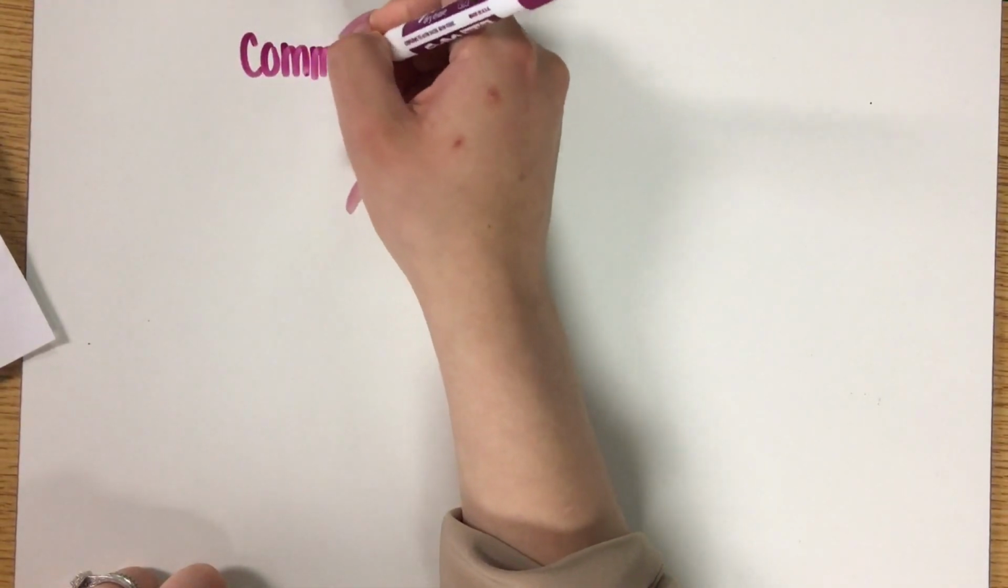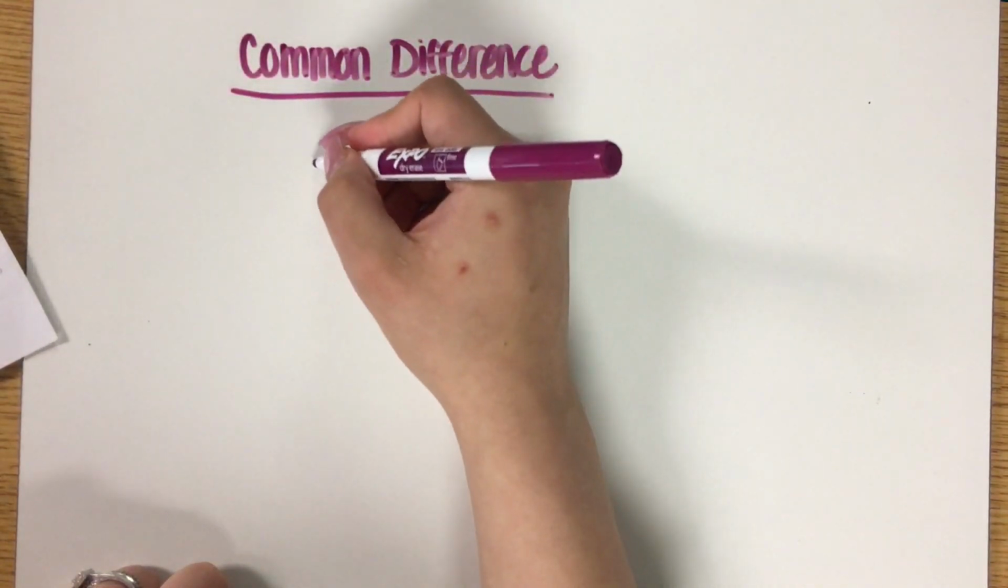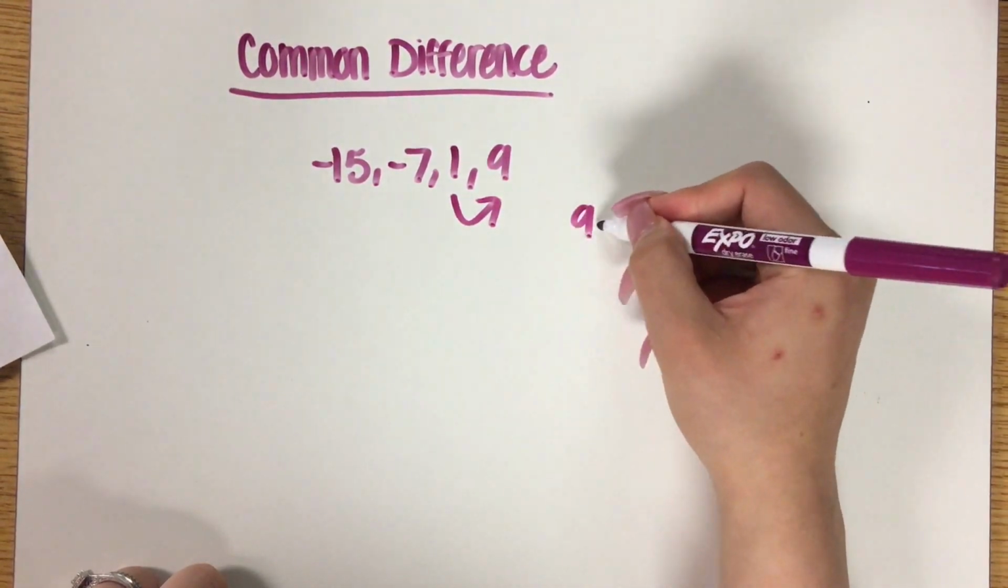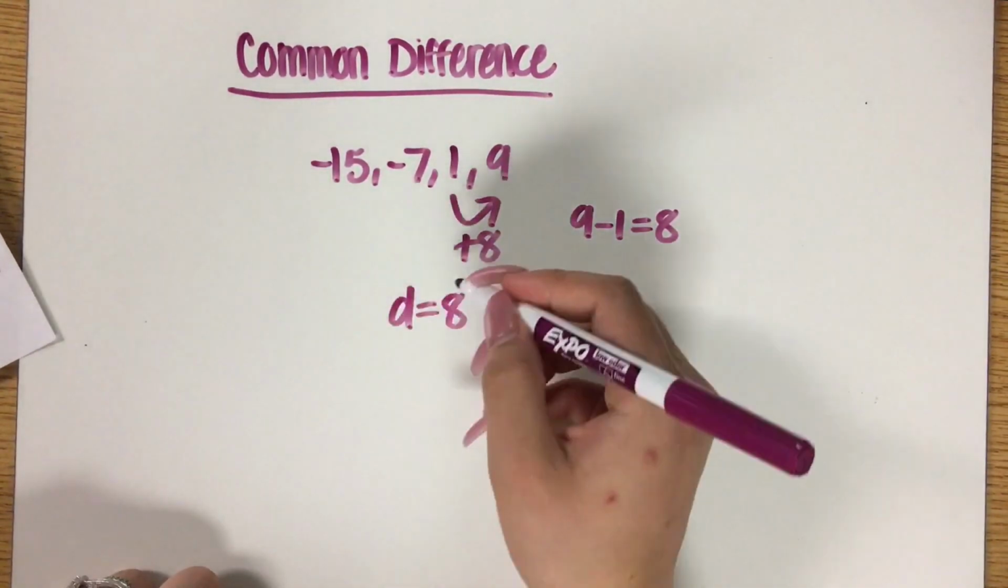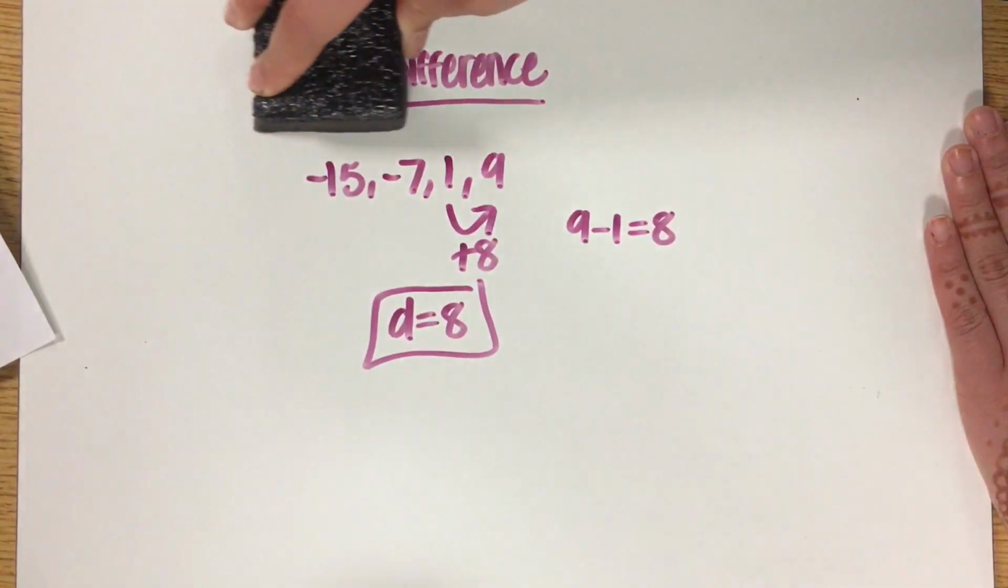Step 1. Common difference. Find the common difference of the sequence. Looking at the third and fourth term, 1 and 9, subtract 1 from 9, which will give you 8. This means the terms are going up 8 each time, making the sequence linear. This is also your D.